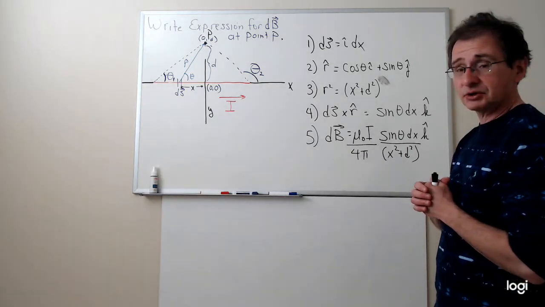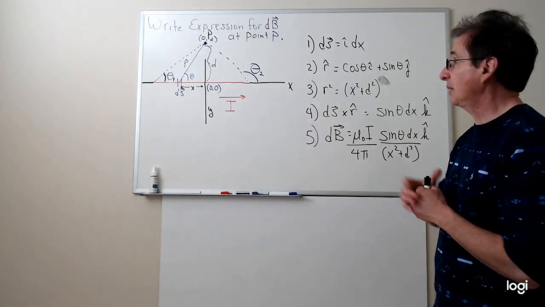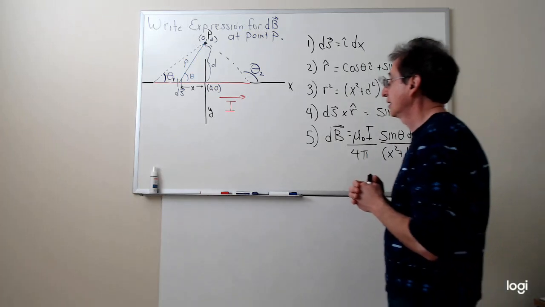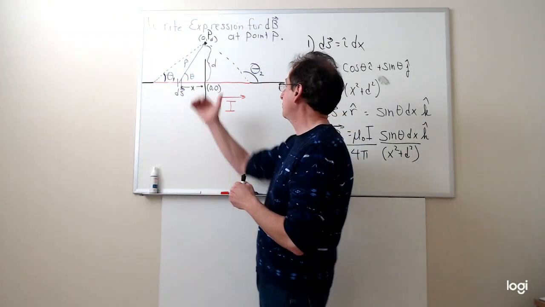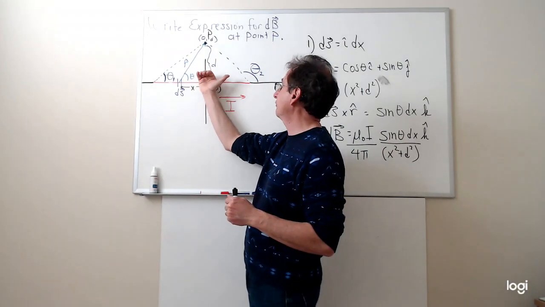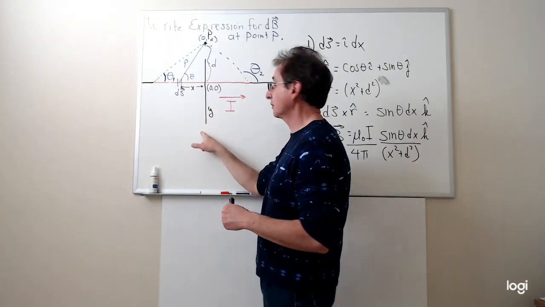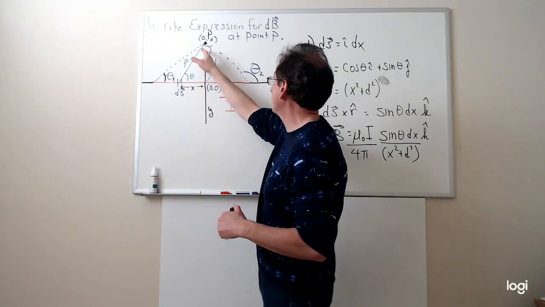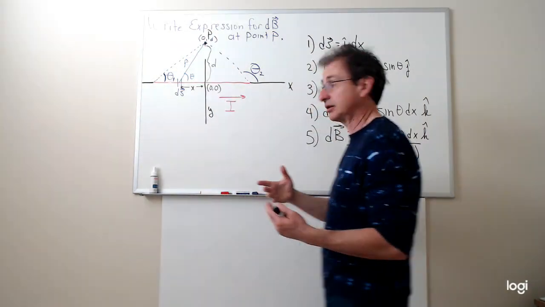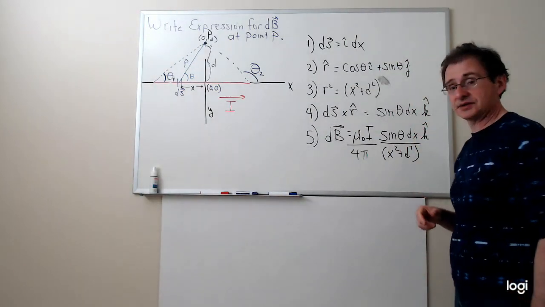We should think about which direction the field really is at point P. If I use the right-hand rule, I put my thumb in the direction of the current. My fingers curl like so. So the field at the top comes out of the board. The field below goes into the board. So at point P, it's in a positive k direction, which makes sense with this.